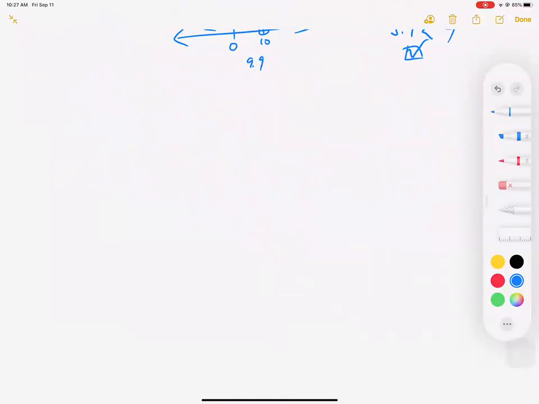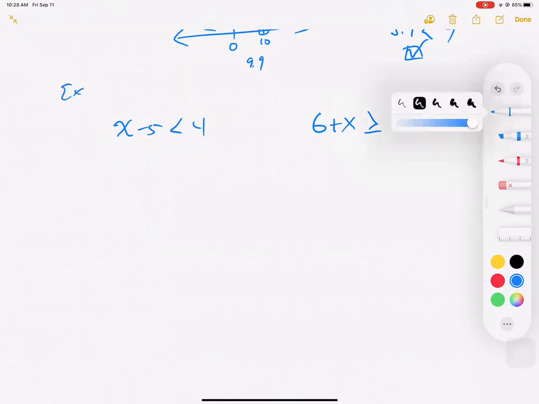So addition and subtraction aren't anything new. Let's look at two quick problems again. If I say x minus 5 is less than 4, and 6 plus x is greater than or equal to 2. We have two different examples. For my problem on my left, I want to solve for x. Opposite of minus 5 is plus 5 to both sides. X is less than 9.